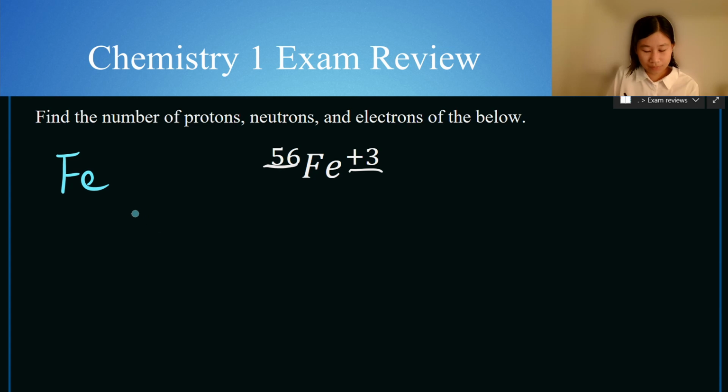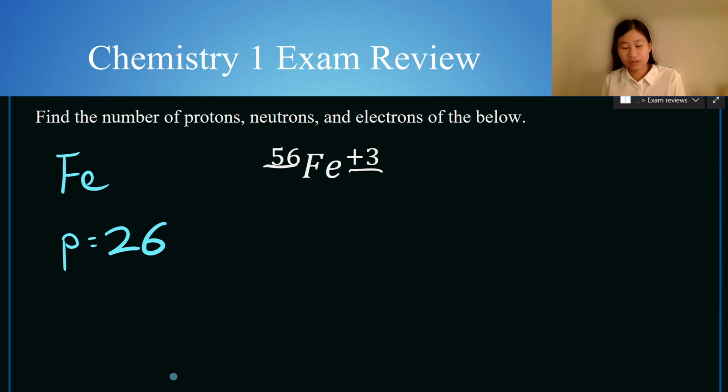So this is for iron. The number of protons, you just have to look at the periodic table and find the atomic number. Iron's atomic number happens to be 26, so that is the number of protons.